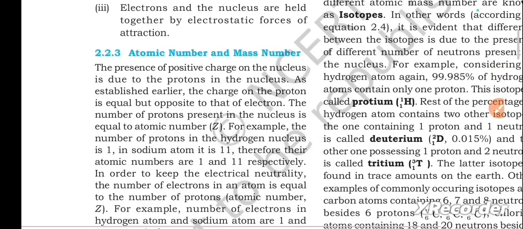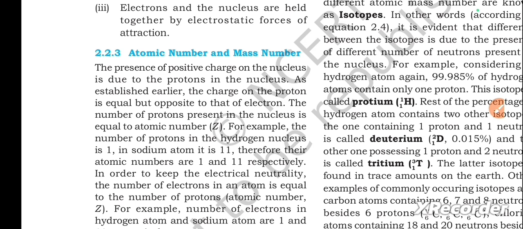Next is atomic number and mass number. The presence of positive charge on the nucleus is due to the protons in the nucleus. As established earlier, the charge on the proton is equal but opposite to that of electron. The number of protons present in the nucleus is equal to atomic number Z. For example, the number of protons in the hydrogen nucleus is 1. In sodium atom, it is 11. Therefore, their atomic numbers are 1 and 11 respectively.